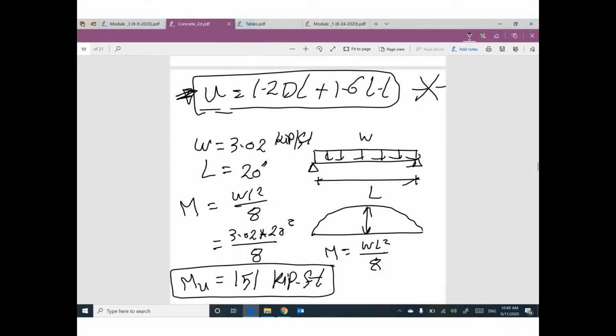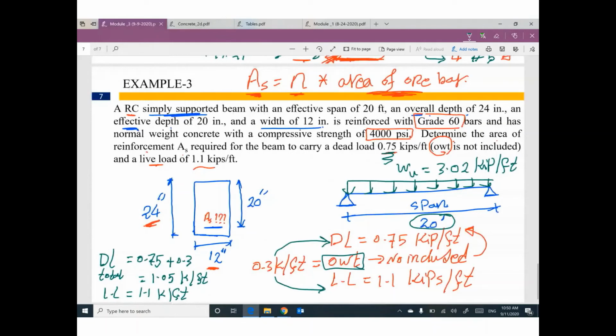Why is this moment M ultimate? Because this W is W ultimate. Why is this W W ultimate? Because this W comes from this equation, where you multiplied 1.2 times dead load plus 1.6 live load. So right now, M ultimate equals 151 kip-foot.